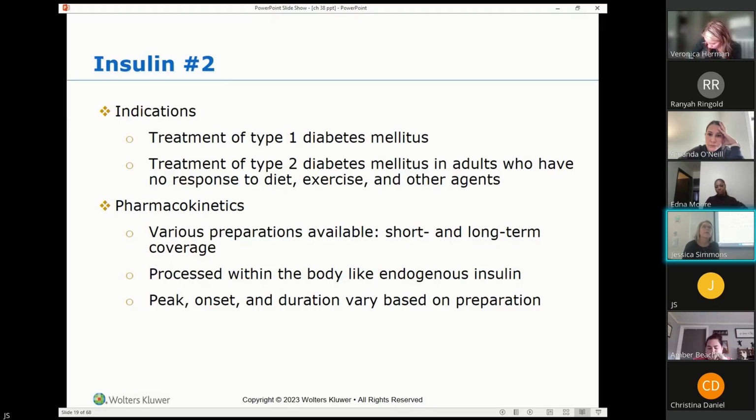Pharmacokinetics, there are various preparations available. There's short and long-term coverage processed within the body like endogenous insulin. And the peaks, onsets, and duration is very, very important. If you came to our little tutoring session, you would know that the peaks and onset of insulin is extremely important for your test tomorrow.